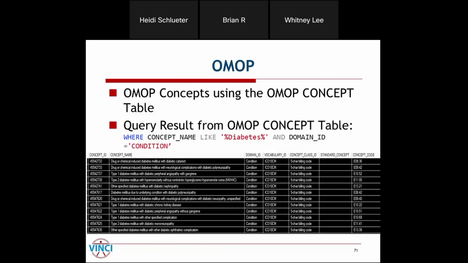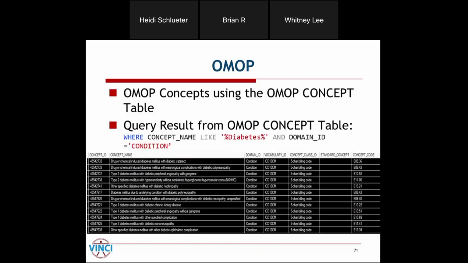And then OMOP. I mentioned OMOP in my presentation, so this is the data model. What's interesting about OMOP is that things in the data are assigned a concept with a corresponding concept ID. So if you're looking for something, in my example here, let's say I'm interested in diabetes.